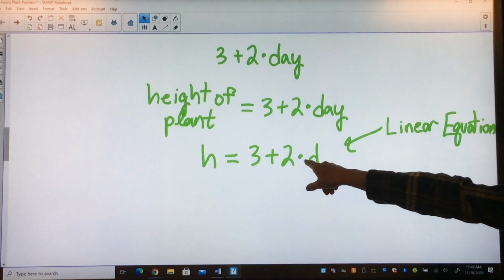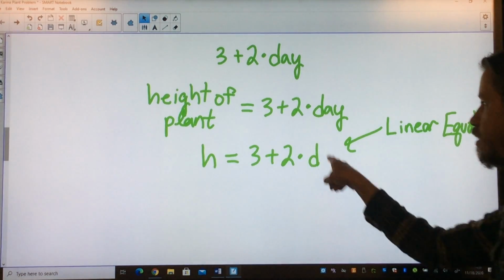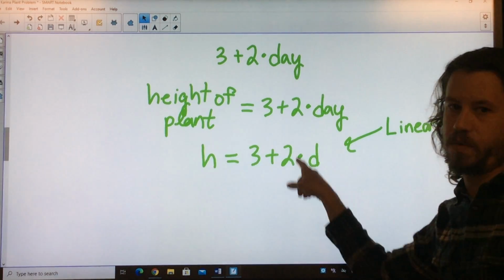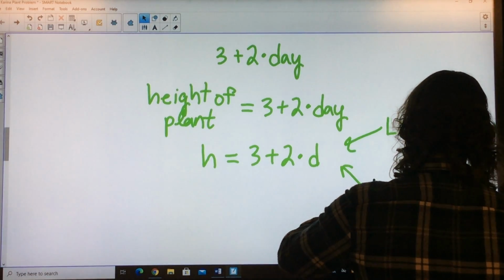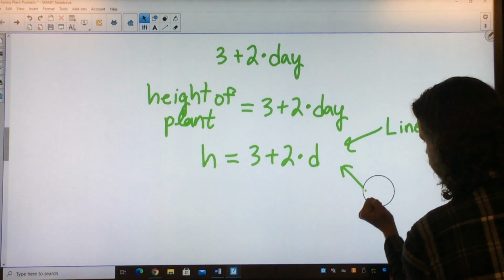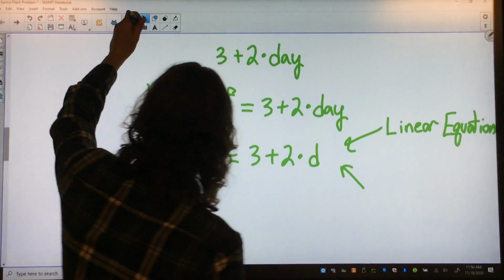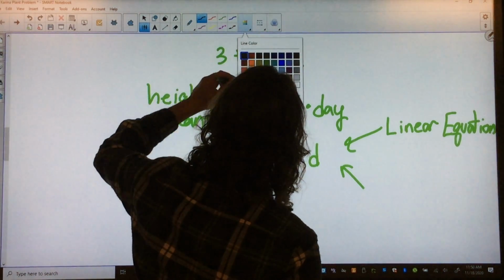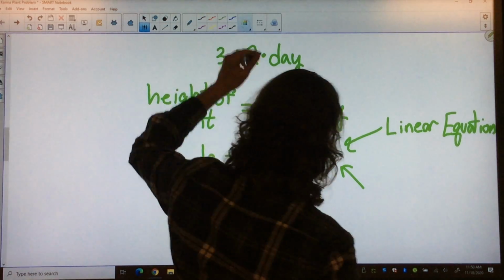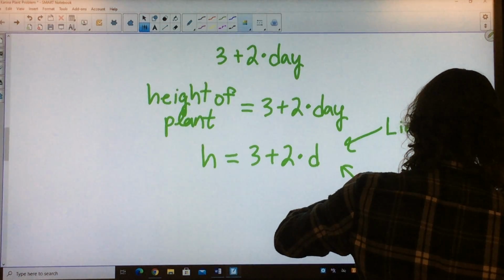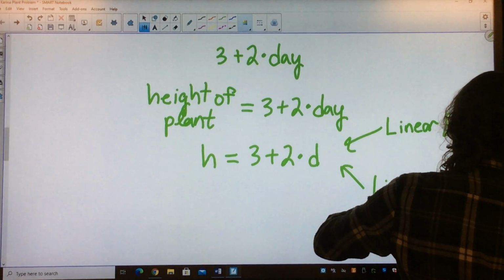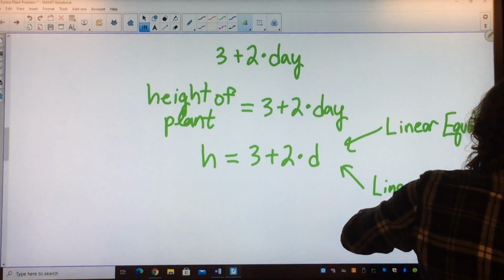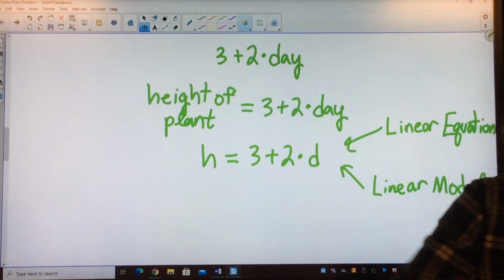And often when we apply a linear equation in a real life scenario like growing a tomato plant, we can also refer to it as a linear model. Oops, sorry. Smartboard has issues sometimes. It switches color by itself. Give me just a second. This is a linear model.